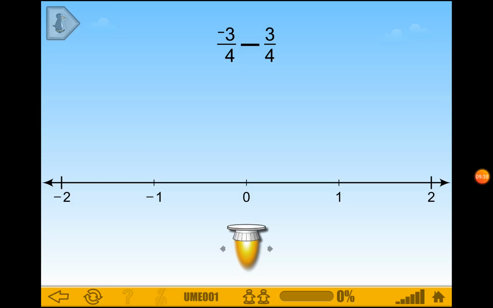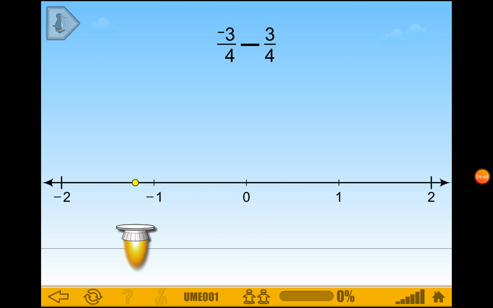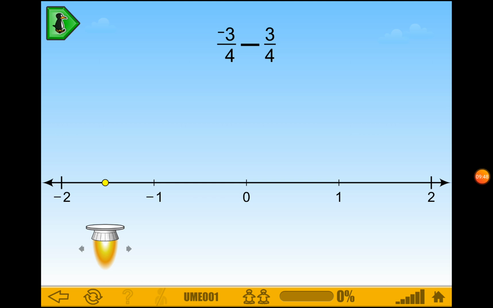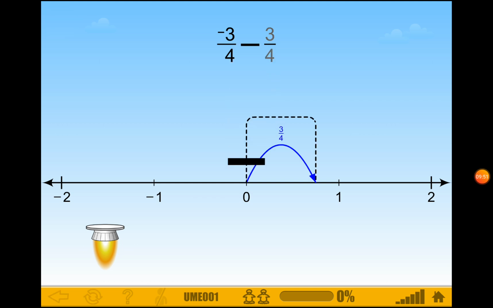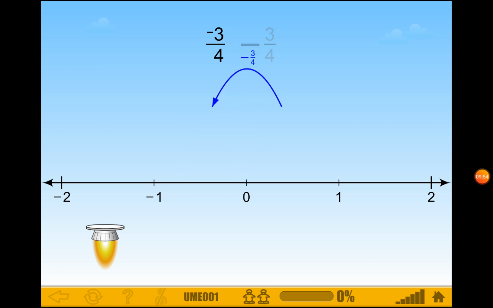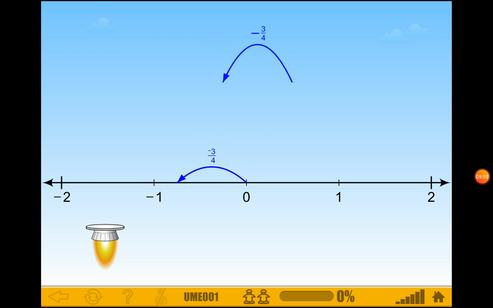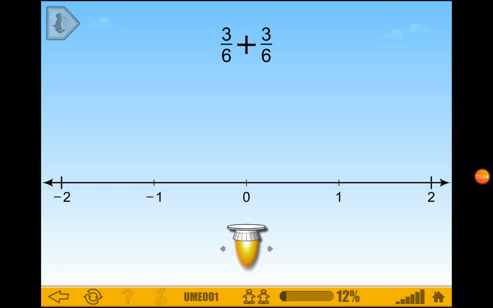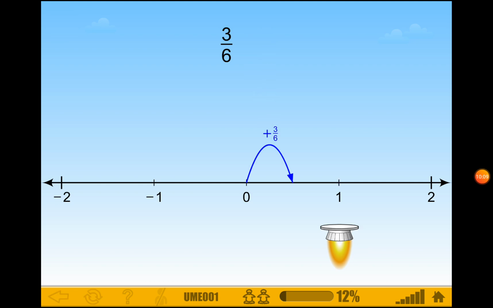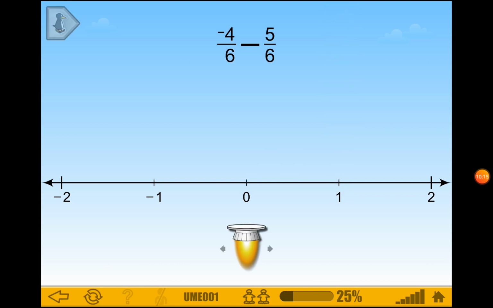So we have -3/4, -3/4, so -3 minus 3 is -6, so then -6/4 is also equivalent to -3/2, so this is -2/2, this has to be -3/2. Small bump, then big bump. Okay. 3/6 plus 3/6, so 3 plus 3 is 6, and 6 divided by 6 is 1, so that's 1. There we go. Gigi's off to space.